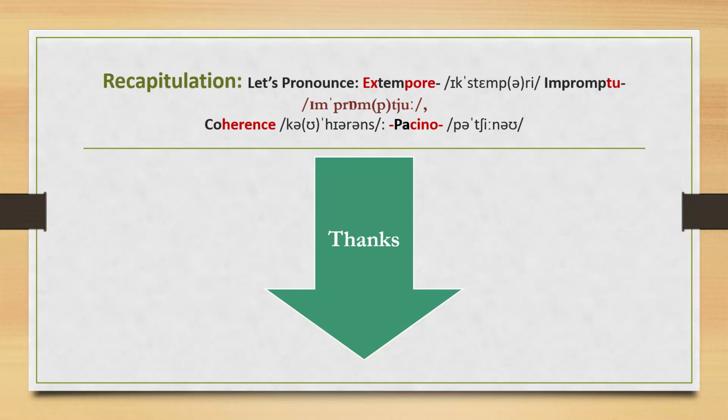For recapitulation, I would like to focus your attention on these words. They're very, very important, prominent ones. Let's pronounce. This one, extempore. Extempore. Another one, impromptu. Impromptu. Coherence. And then Pacino. Pacino.